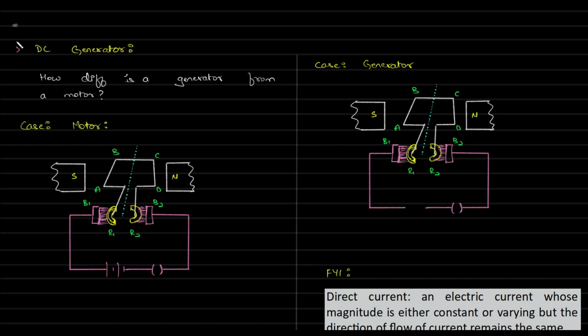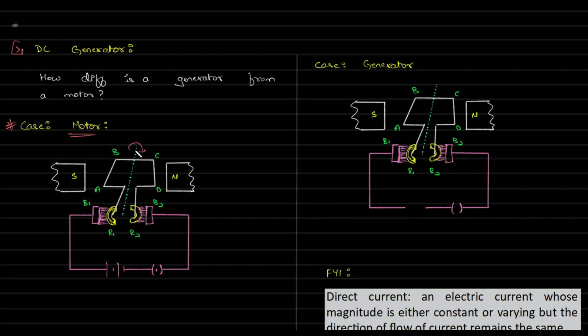Since we already saw a DC motor, I'll begin by showing you the difference between a generator and a motor. So how different is a generator from a motor? Well, we have a motor with a battery source. When we switch on, it will start rotating, in this case in the clockwise direction.